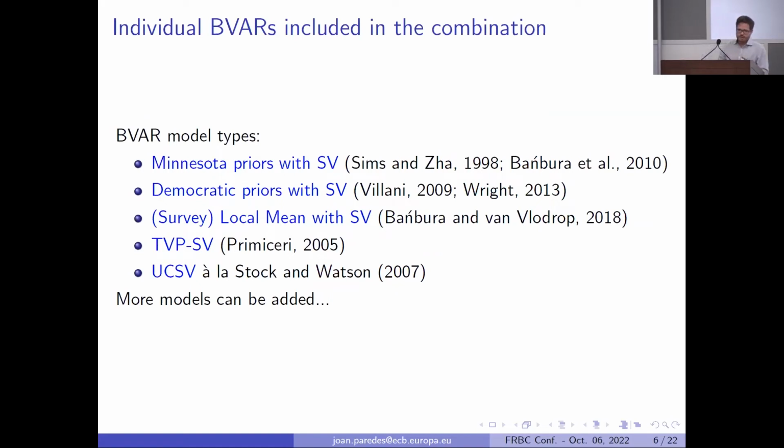What do we include in this BVAR toolbox? Let me talk a little bit about that. In this BVAR toolbox we have BVARs with a Minnesota prior with stochastic volatility, a Democratic prior with stochastic volatility, local mean, time-varying parameter stochastic volatility, and an unobserved component model, okay? We have thought about this toolbox as something where there is a way to incorporate new models. We just use the real-time data set, and then you have to pass on the way for it to be included into the combination, okay? So it's not a closed toolbox with a fixed set of BVARs. You can include even something else that is not a BVAR, okay?